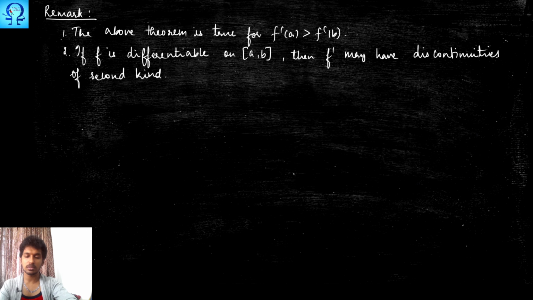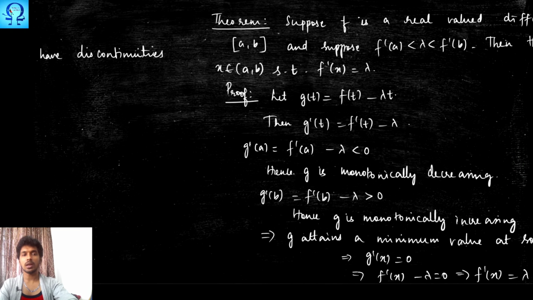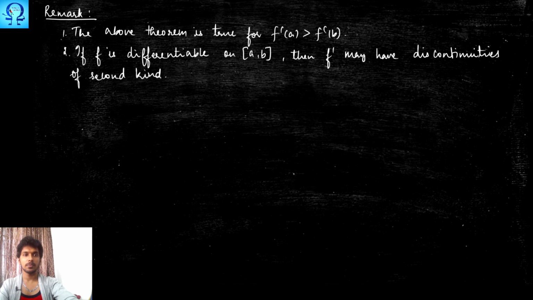That is, this theorem is true even if you take the reverse inequality. That is, f prime of b is smaller than f prime of a. Even if you take it that way, this theorem holds good, right? And if a function is differentiable, then its derivative may have discontinuities of second kind only. It will not have discontinuities of other kind. These are the two remarks that we would have to make at the end of the continuity of derivatives.